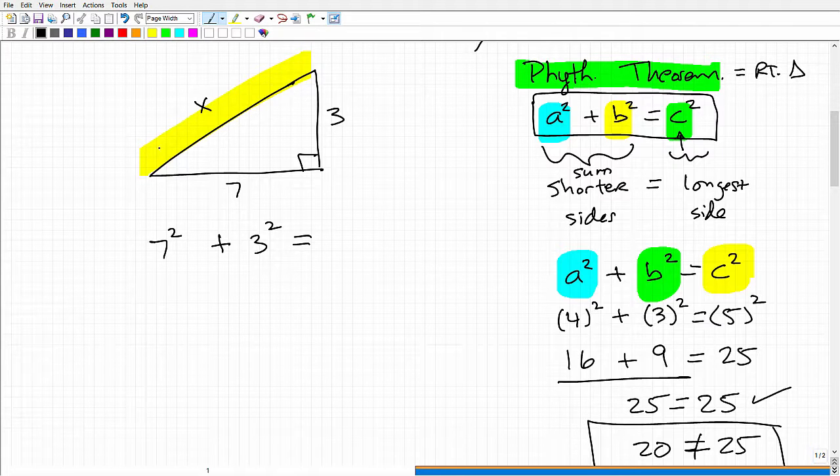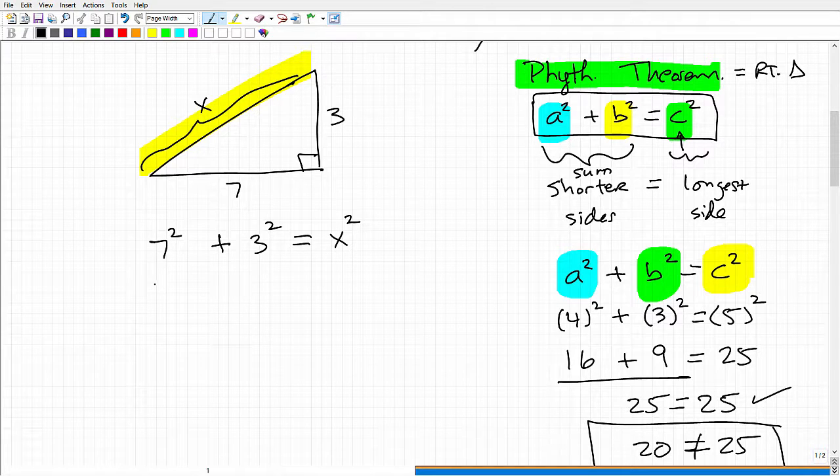Remember, c is the longest side. I'm looking for this length. Okay, I don't know what it is, but this would be the c squared. So this is a variable x, or x squared. Okay, you follow what I'm saying here? So this side squared, 7 squared, plus this side squared, 3 squared, is equal to the hypotenuse, which is the unknown variable x squared. So now I have to just go ahead and solve this.